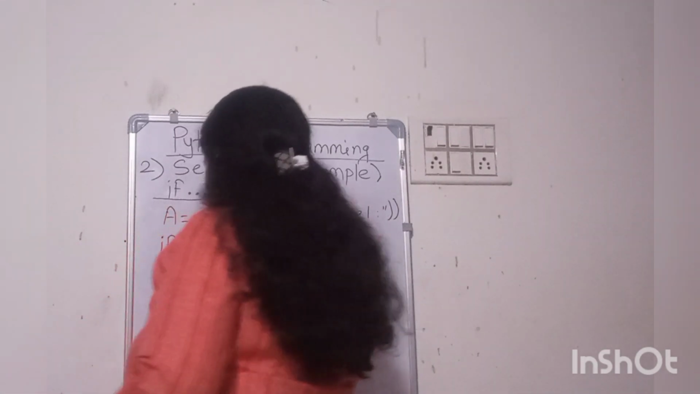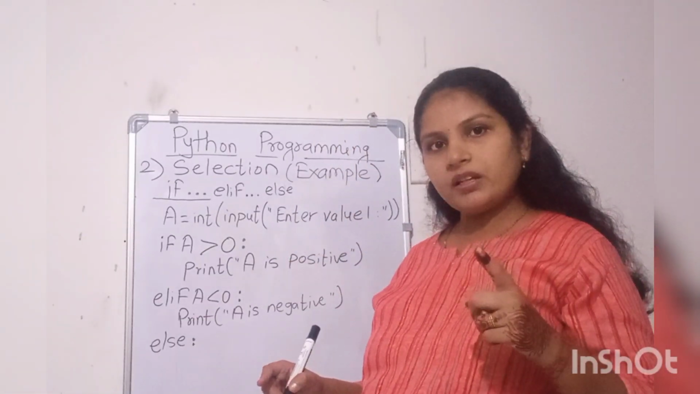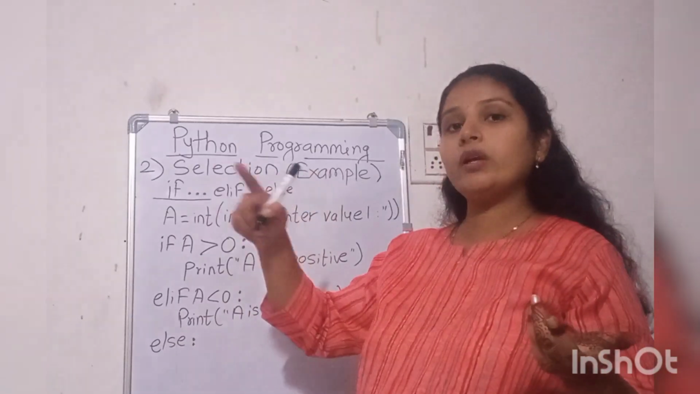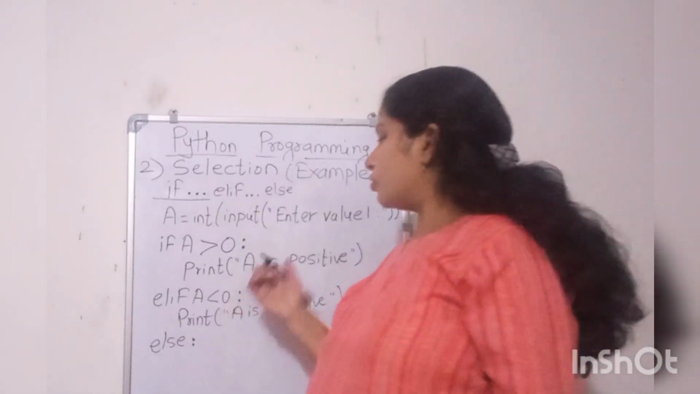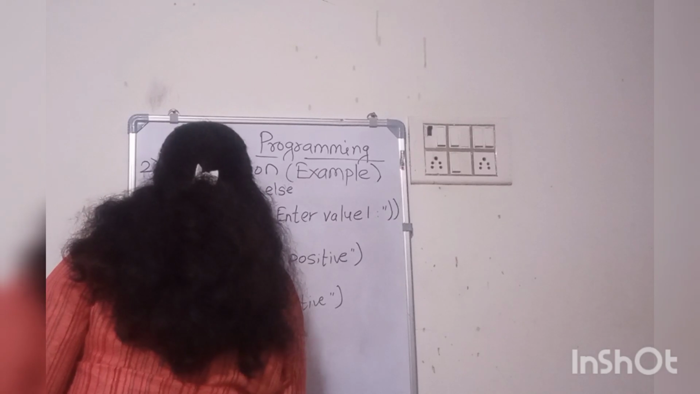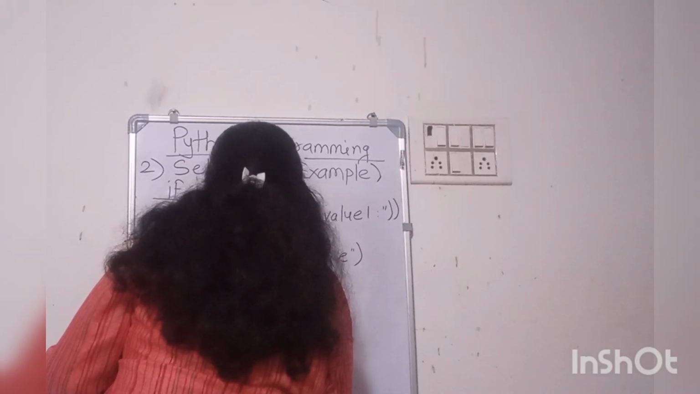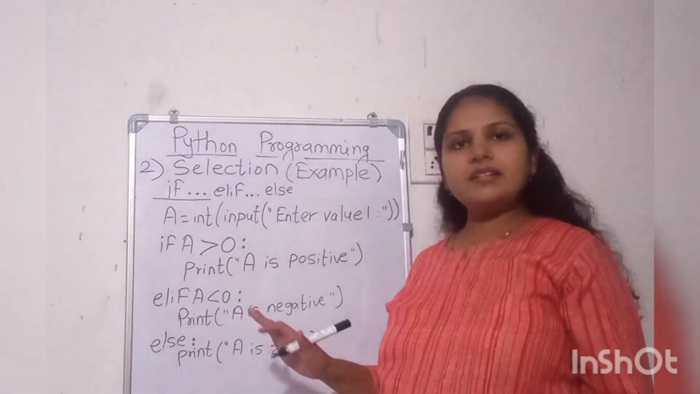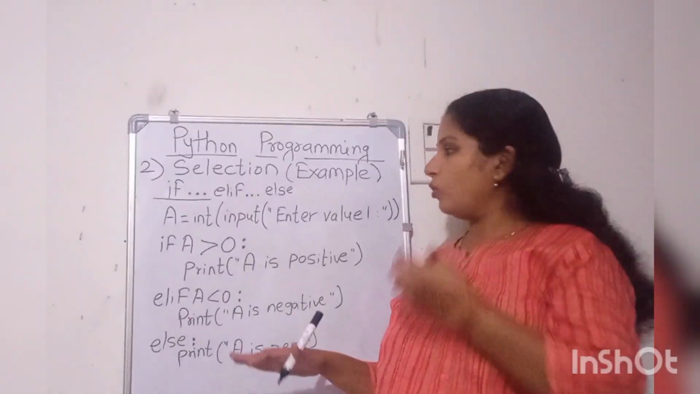Again else with a colon. Since only one condition is remaining, we are not putting the condition a equal to 0. We are not putting that because that is the default condition. So we are just writing the message a is 0. That's it. We are just printing a is 0.